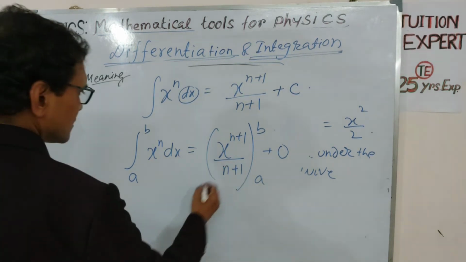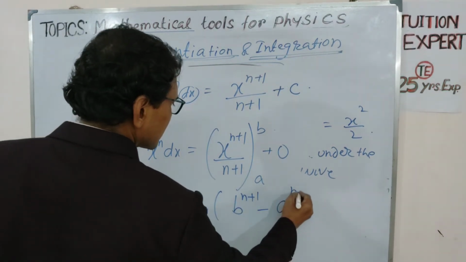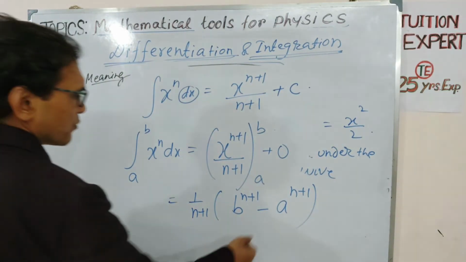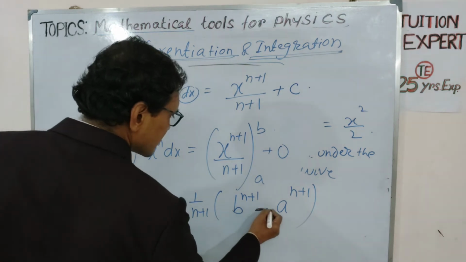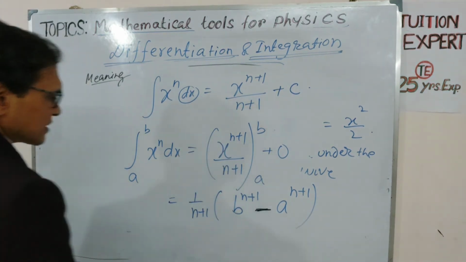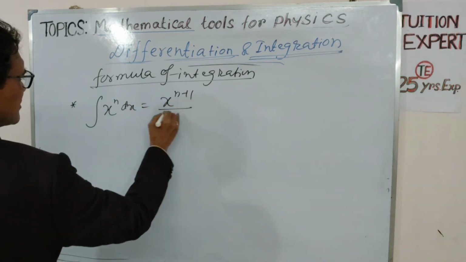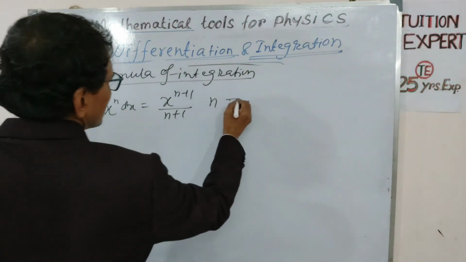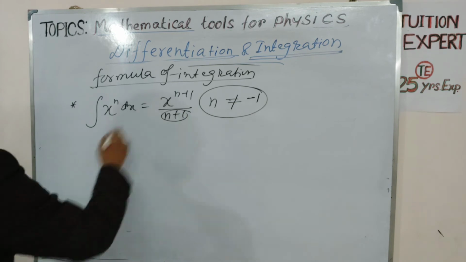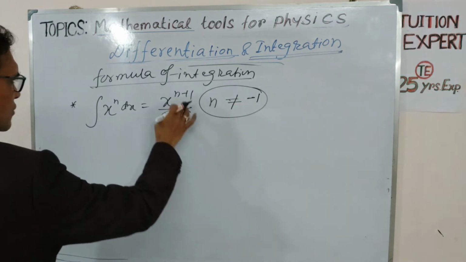Now what is the value of this? Put the upper limit in place of x, minus, always minus in the middle, then put the lower limit in place of x. Here n is not equal to minus 1, because if n equals minus 1, the denominator becomes 0, so this is not defined. So for n equal to minus 1, this will not hold.